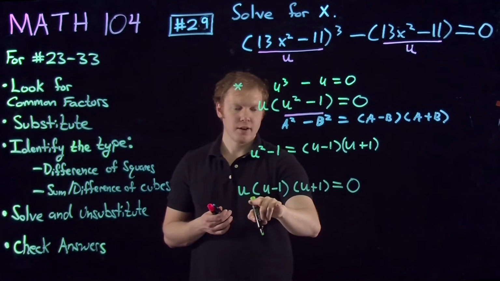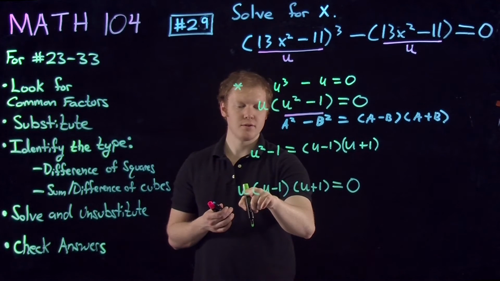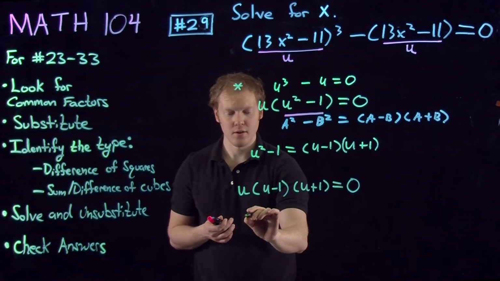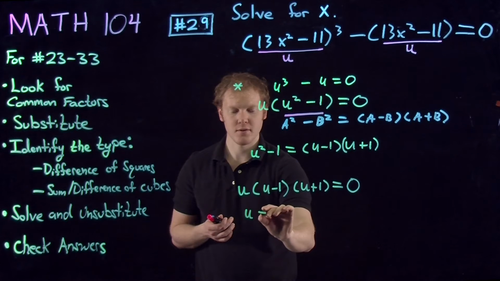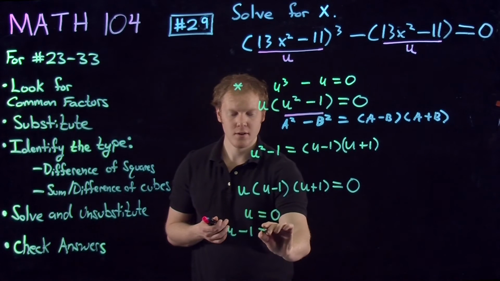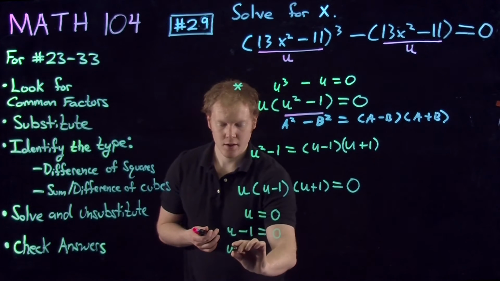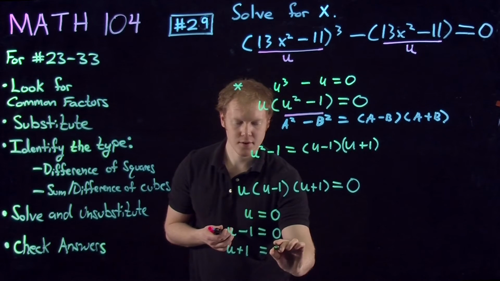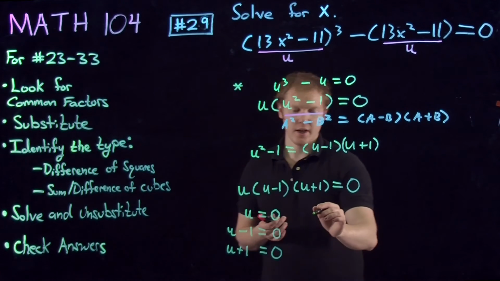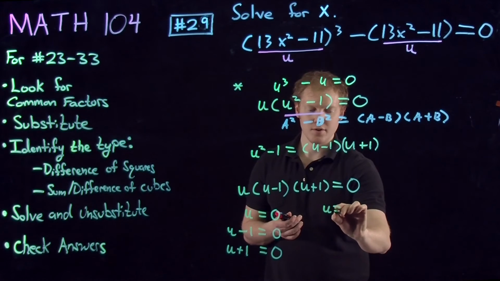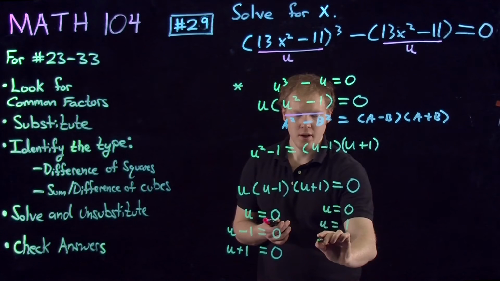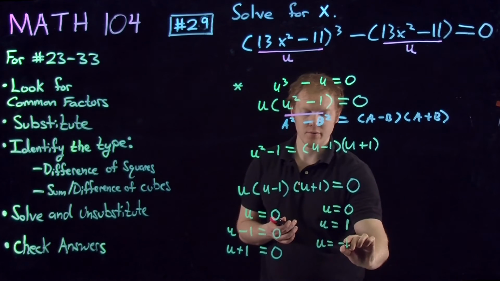So any of these factors being 0 would make this 0, as well as all of them being 0 individually. So we get the following possible solutions. We have u equals 0, u minus 1 equals 0, and u plus 1 equals 0. So now we want to isolate u on each side, which gives us u equals 0, u equals 1, and u equals negative 1.